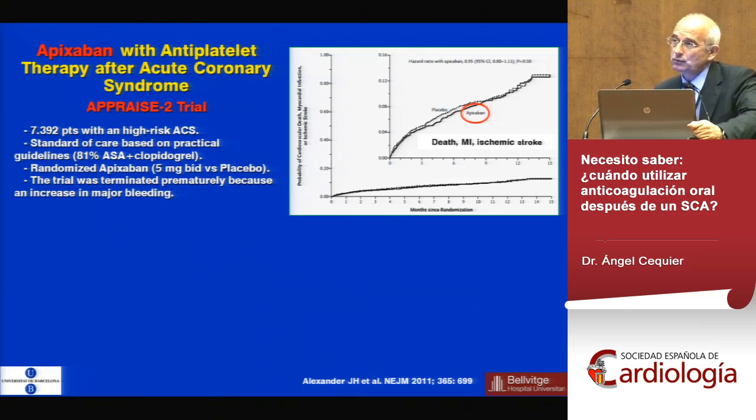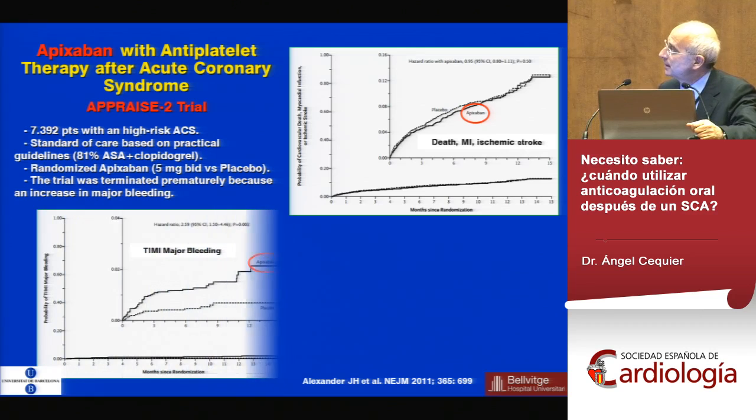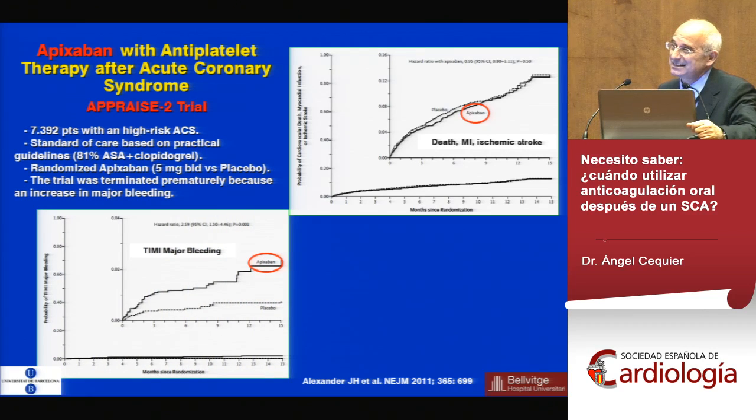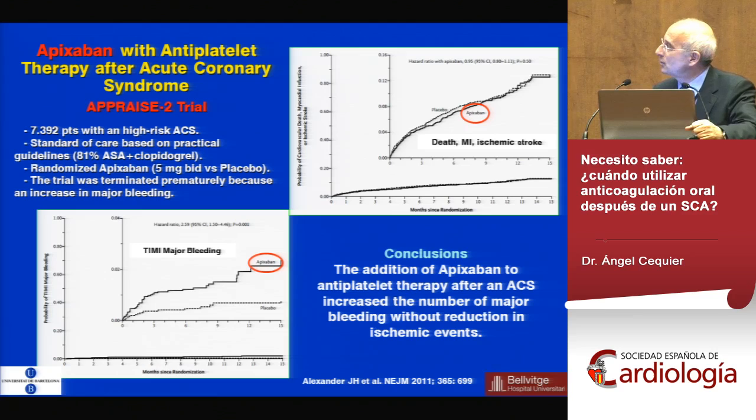Con el apixaban se han efectuado dos estudios. Vamos a presentar únicamente los estudios de fase 3, el estudio APPRAISE, más de 7.000 pacientes, un 81% sometidos a doble tratamiento antiplaquetario, que fueron randomizados a apixaban versus placebo. La dosis de apixaban fue la utilizada en el estudio de fibrilación auricular. El estudio se tuvo que detener prematuramente: no se observó ningún impacto beneficioso en las tasas de eventos isquémicos y se observó un incremento significativo en las tasas de eventos hemorrágicos.